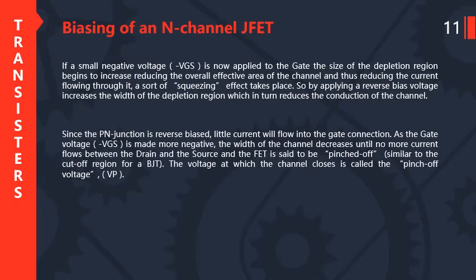Since the PN junction is reverse biased, little current will flow into the gate connection as the gate voltage, minus VGS, is made more negative. The width of the channel decreases until no more current flows between the drain and the source, and the FET is said to be pinched off, similar to the cutoff region of the BJT. The voltage at which the channel closes is called the pinch off voltage, VP, in short VP.